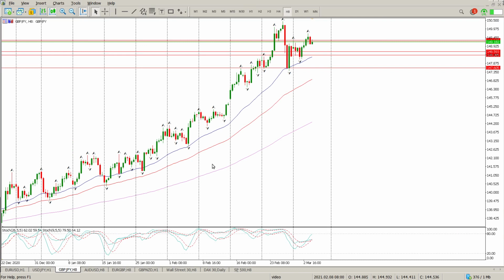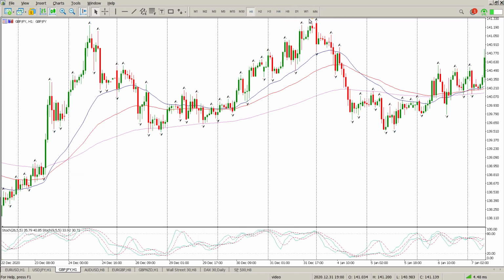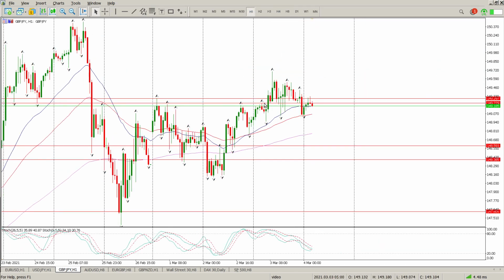British pound, Japanese yen. So again, this week's been pretty subdued, to say the least. We had a bit of a range and a breakout and a retest. So this level that I gave you yesterday, that's still in play. I think that's pretty much what we should be paying attention to.